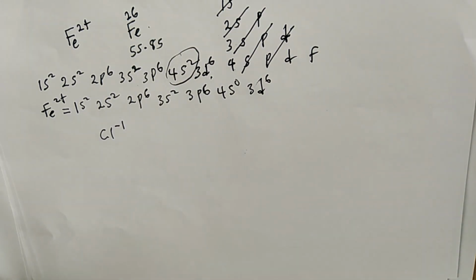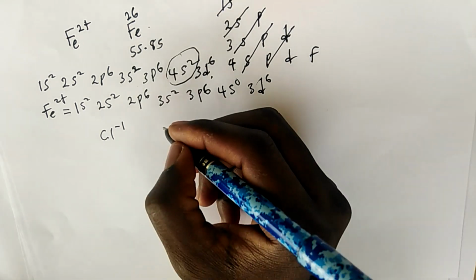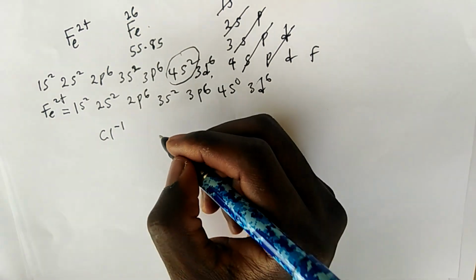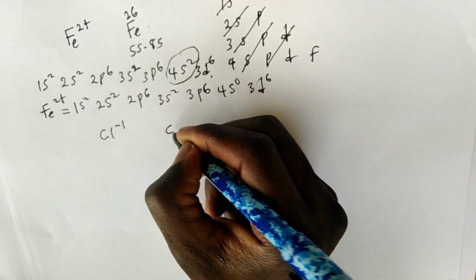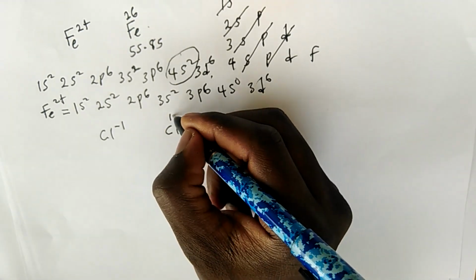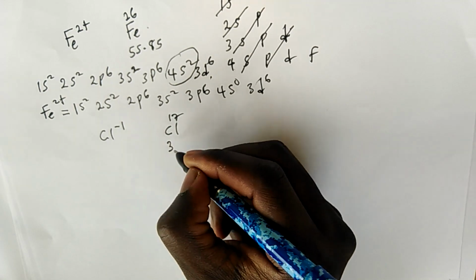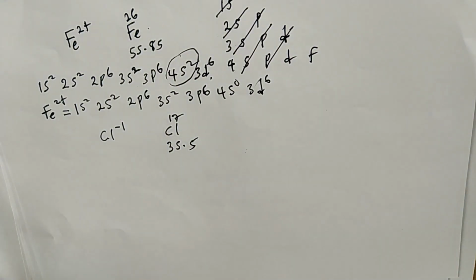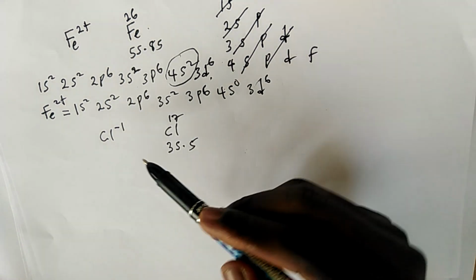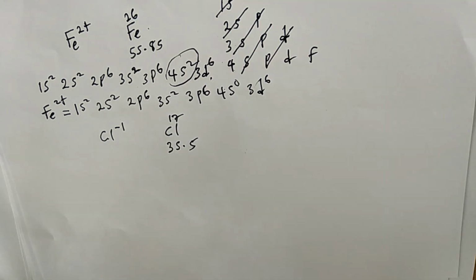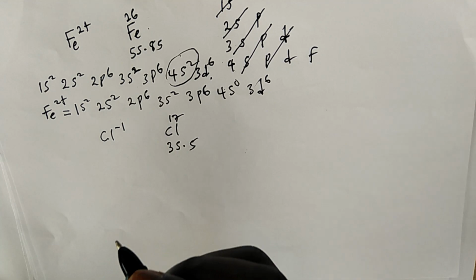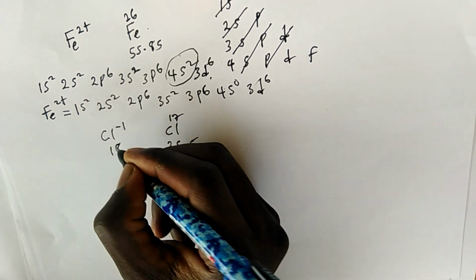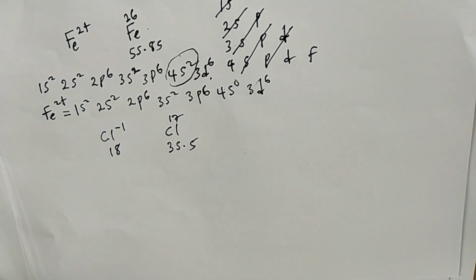Now for chlorine, to write for chloride, let's put down chlorine first. Chlorine has an atomic number of 17 and a mass number of 35.5, right? Now to write the electronic configuration, you can either follow the same pattern, or you just go ahead and add 1 to this atomic number. Now the atomic number of chloride is going to be 18, right? We added 1 to 17.